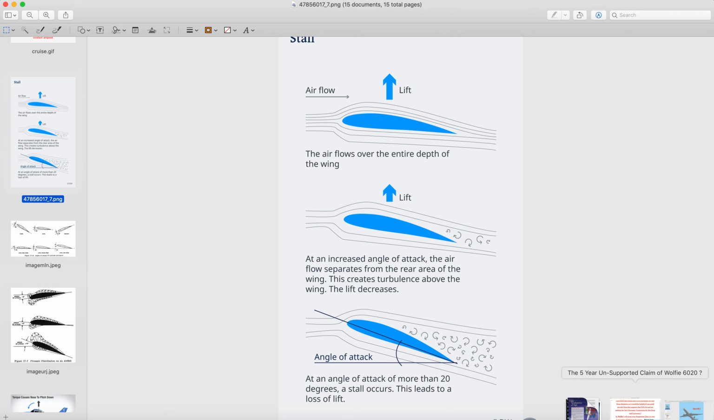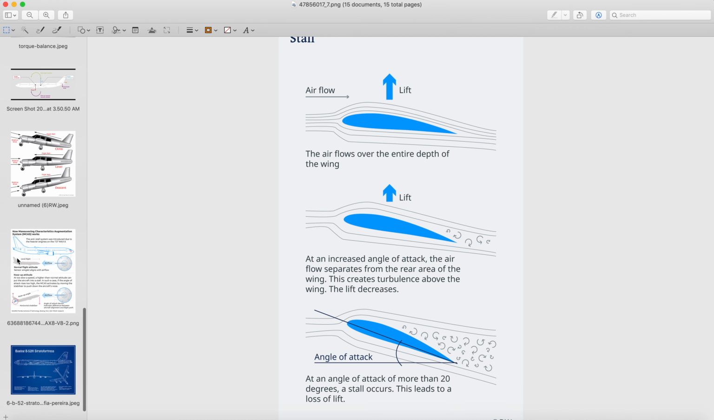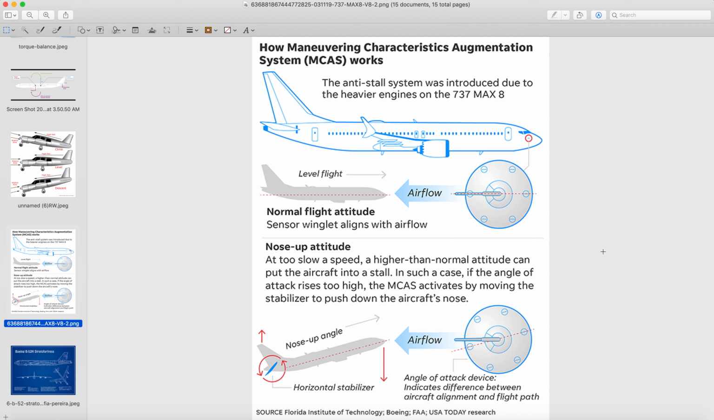So just to finish off here, I think I'm almost done. I can't remember, I have so much stuff in here I wanted to go through. Oh yeah, I want to go to this a second. The MCAS, right? This is a Boeing thing where they have this system on their 737 MAX. There it is, 737 MAX 8, because the engines were bigger.